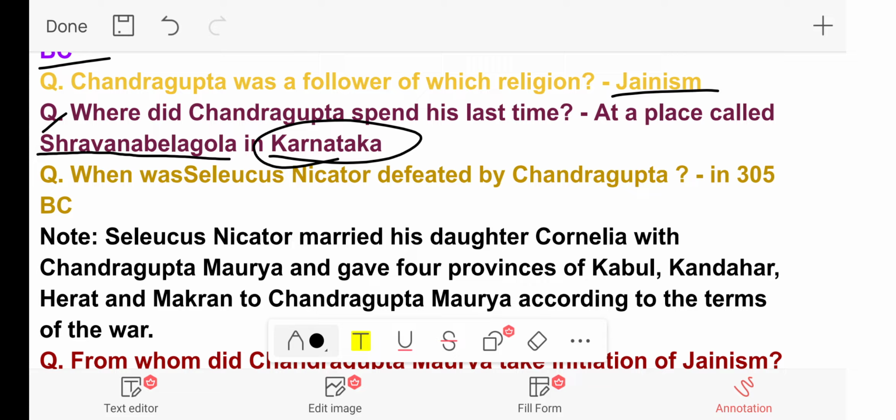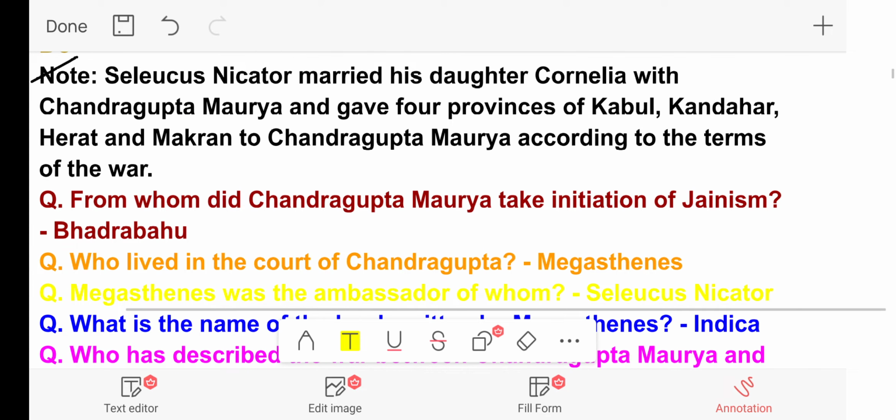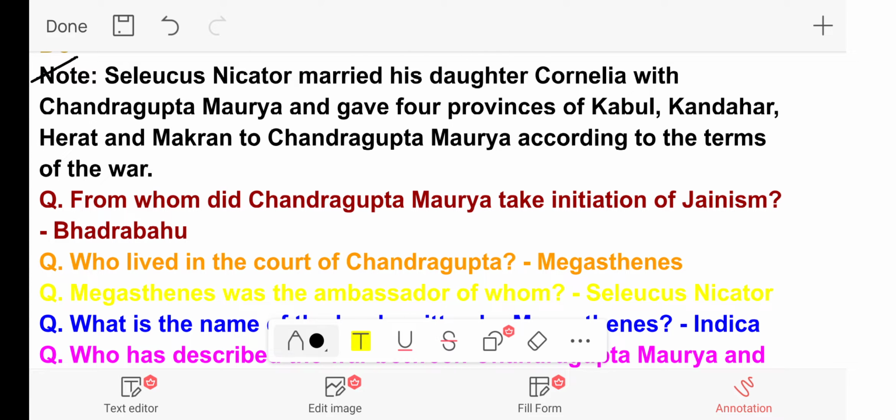Next is, when was Seleucus Nicator defeated by Chandragupta? Answer is in 305 BC. Note: Seleucus Nicator married his daughter Cornelia to Chandragupta Maurya and gave four provinces, Kabul, Kandahar, Herat and Makran, to Chandragupta Maurya according to the terms of the war.